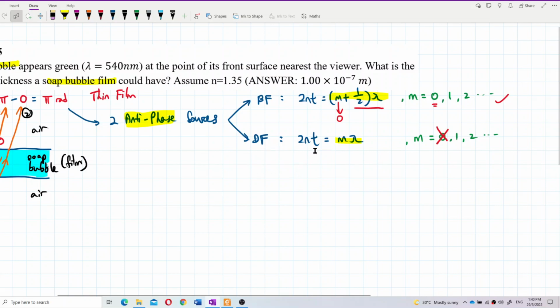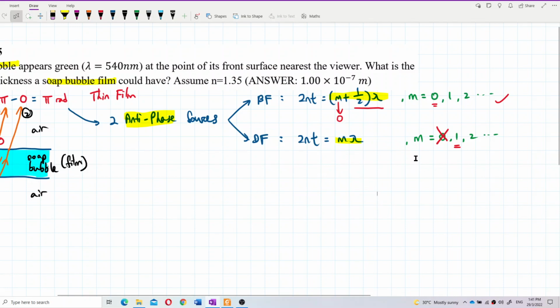But for the dark fringe, if you put order equal to 0, then the thickness also becomes 0, which is not possible. If the thickness of the thin film becomes 0, that means you have no thin film, like a thin film with 0 thickness. So it's not possible. You cannot put order equal to 0. Understand? So the lowest is start from 1. Okay, so just want to rub this off.